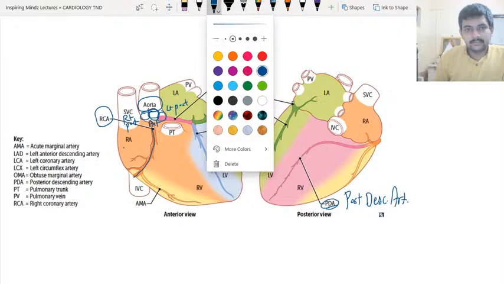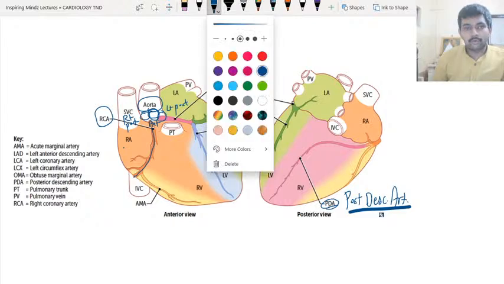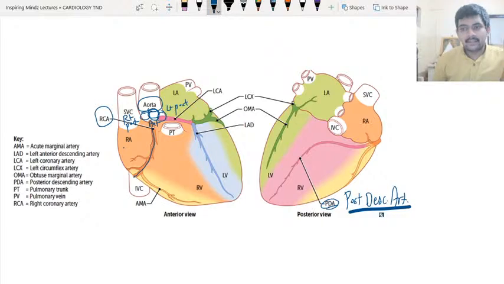Let me increase the size a bit. Okay. So the posterior descending artery is nothing but a continuation of the right coronary artery, right? Now, if you observe very carefully, you will understand that at the same time you have the left aortic sinus giving rise to the left coronary artery. This left coronary artery gives one branch, that is the circumflex artery, and then it gives the left anterior descending.